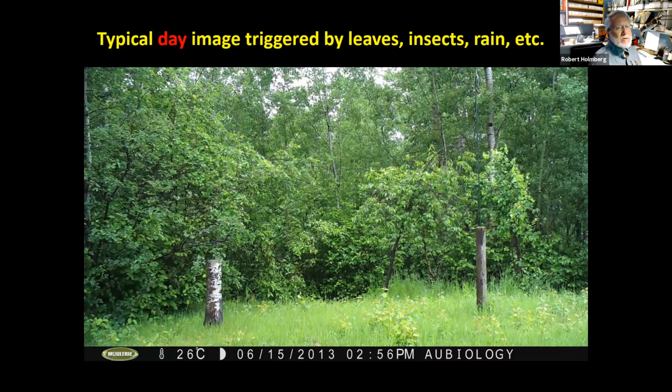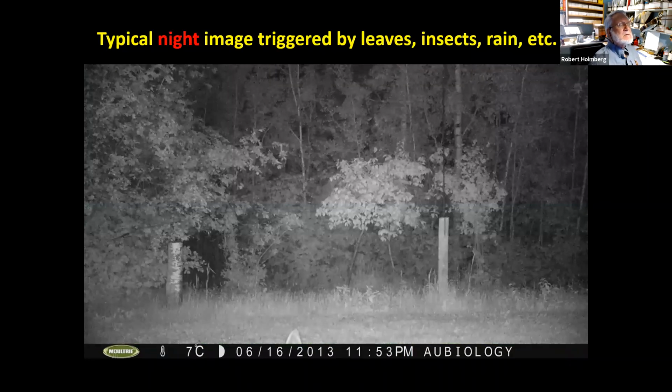But most of the images that you get with these traps are just not what you're looking for, because they're triggered by wind moving leaves or insects flying by, or rain, snow, all kinds of things. So most images look like this, and it's not what you were after. And this will also happen at night. This particular trap was triggered by my cat, shown by the arrow, and it was not what I was looking for.